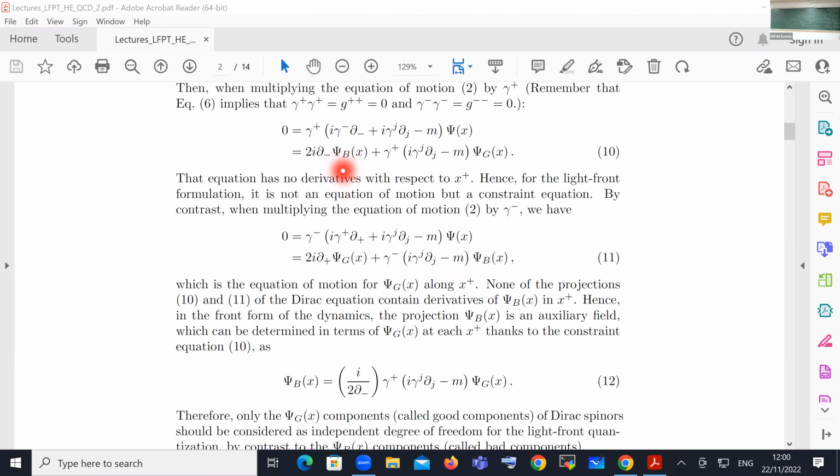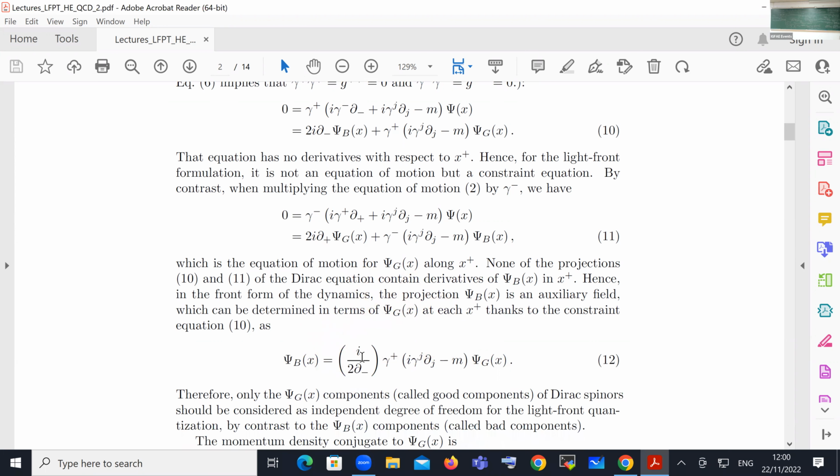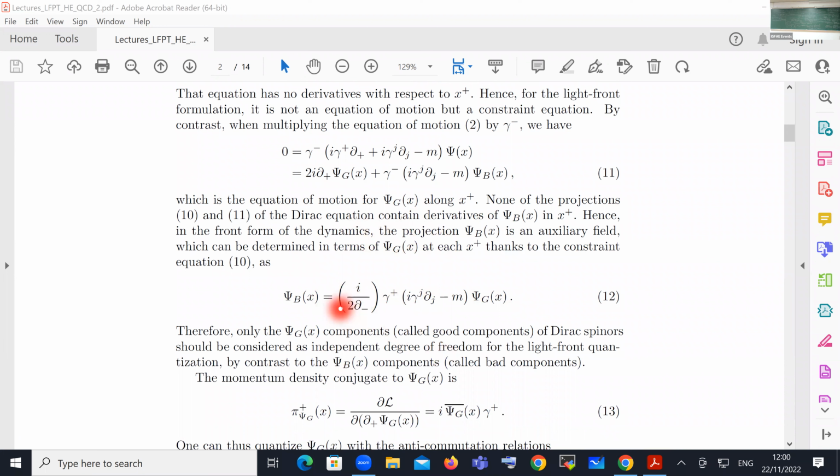The only thing is that it requires inverting this, I mean integrating along the minus direction, so basically inverting this derivative. Here we write it formally as this, using the same notation that I introduced yesterday. If you want to be precise, this would be a kind of non-local convolution along the minus direction. So that would be something non-local, yes, but that's still okay. That is how we can get psi B in terms of psi G on a given x plus surface.